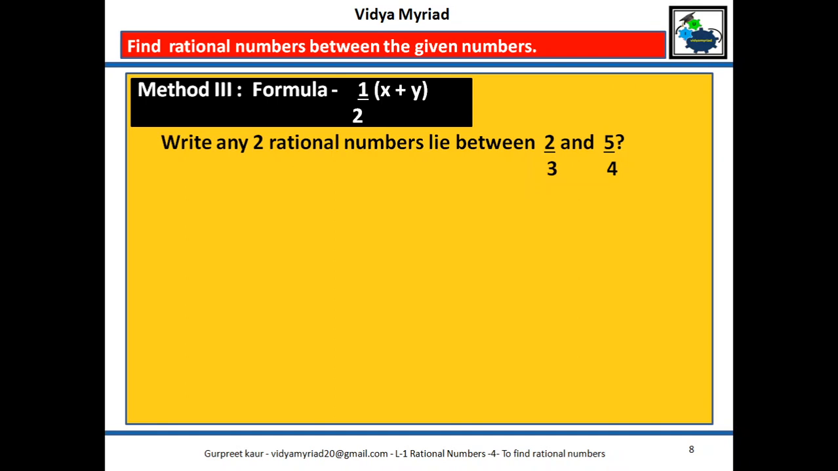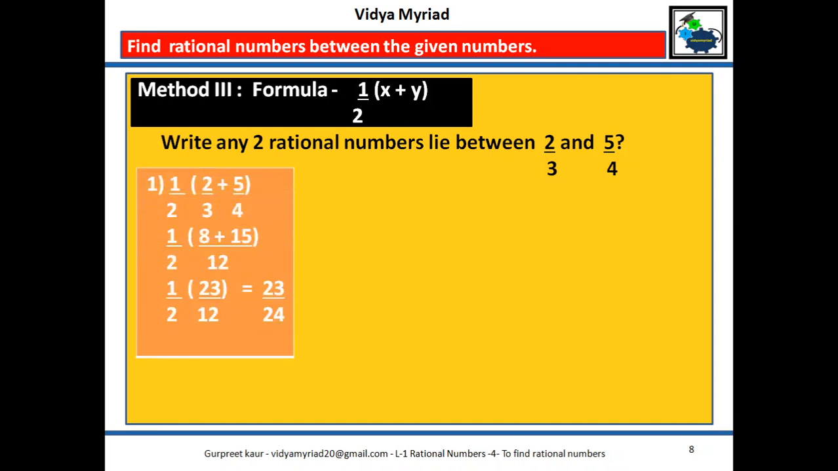Now what is x? 2 upon 3. What is y? 5 upon 4. So I will simply put into the formula and see that in the bracket there is 2 upon 3 plus 5 upon 4. You need to take LCM for this. When you solve this, you will get 23 upon 24. Now this 23 upon 24 is one number which lies between 2 upon 3 and 5 upon 4.